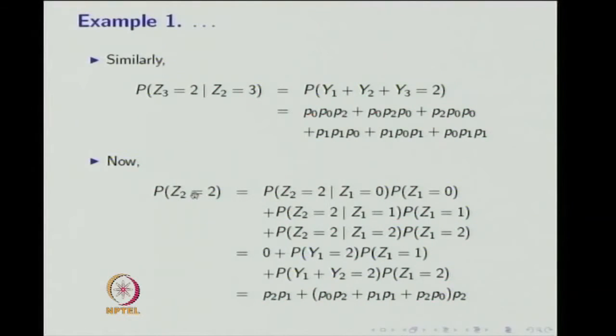Similarly, one can find the probability of Z2 equal to 2 also. The probability of Z2 equal to 2 is the same as the probability of Z2 equal to 2 given Z1 equal to 0 multiplied by the probability of Z1 equal to 0, plus the combinations with the probability of Z1 equal to 1 and the probability of Z1 equal to 2. Substitute the values, then you will get the probability of Z2 equal to 2.